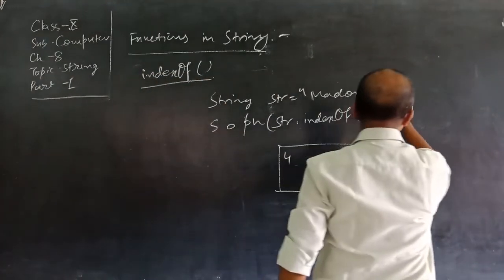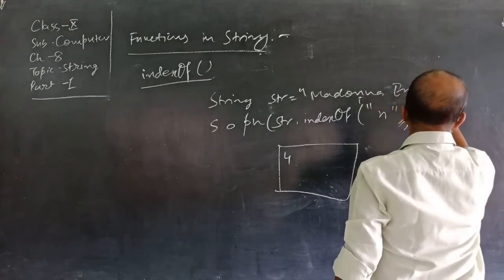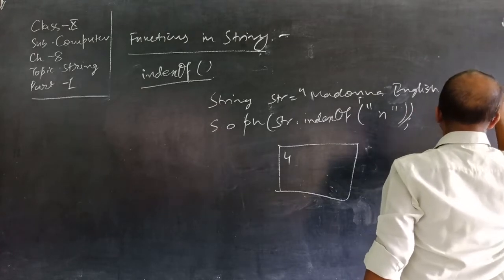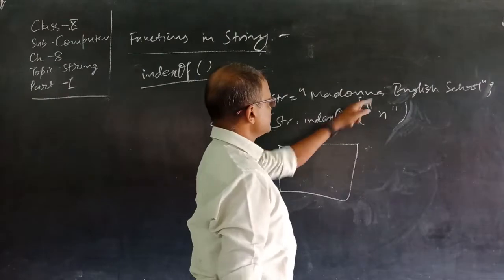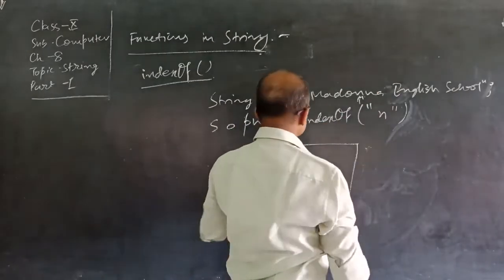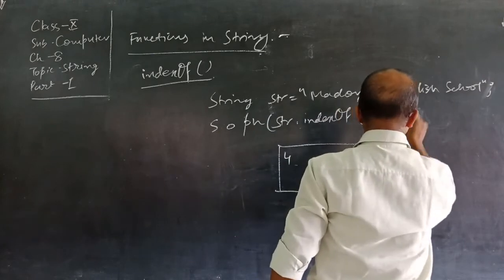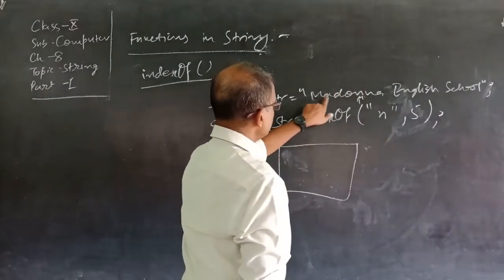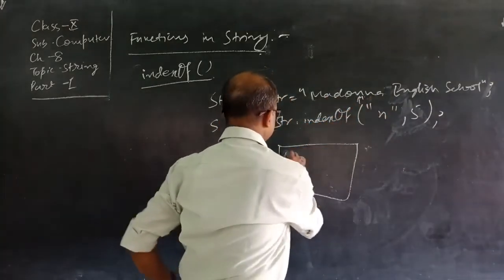So suppose here I am going to change the string to Madonna English School, and suppose we have to look for the position of n after this position. The earlier position was 4. Suppose here I am giving comma 5. Now look for 0, 1, 2, 3, 4, 5. At the 5th position n is present, so it will return 5.